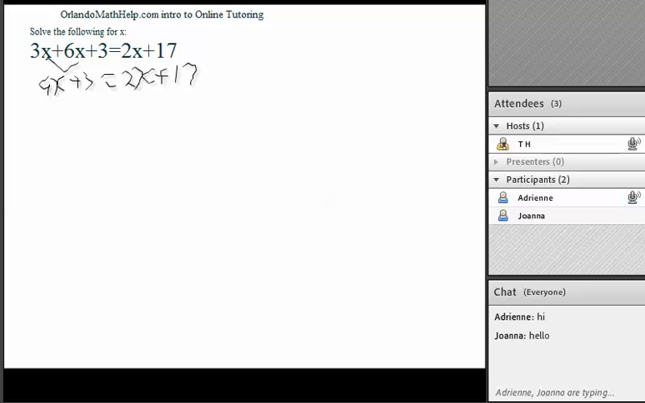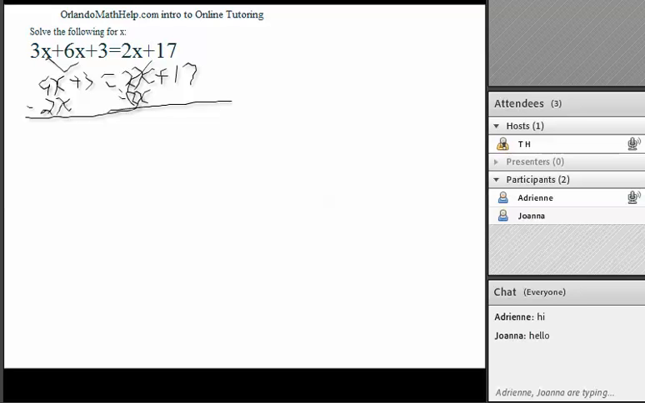In order to move that to the other side of the equal sign, we do the opposite sign. So we do minus 2x here, on both sides of the equation. So minus 2x on the other side as well. Now that cancels the 2x that's on the right side of the equation.